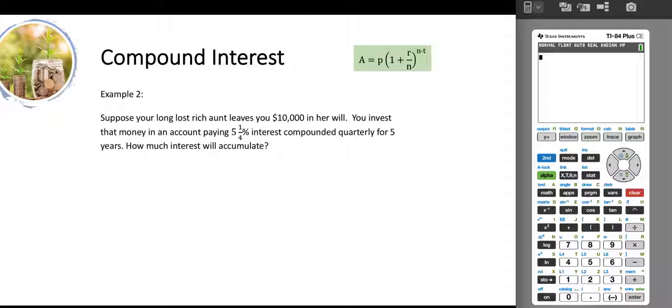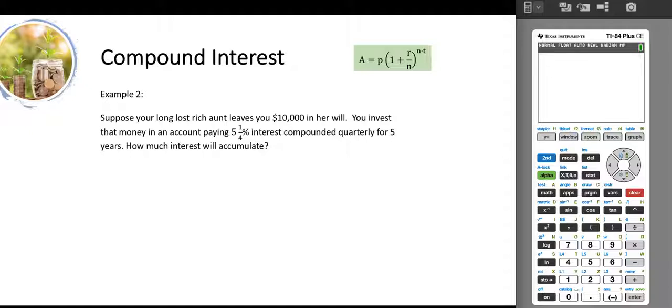Okay, let's dive in and look at an example. Suppose your long-lost rich aunt leaves you $10,000 in her will, and you being the smart, intelligent math student that you are, you decide to invest that money in an account that pays 5.25% interest compounded quarterly for 5 years. How much interest will accumulate?